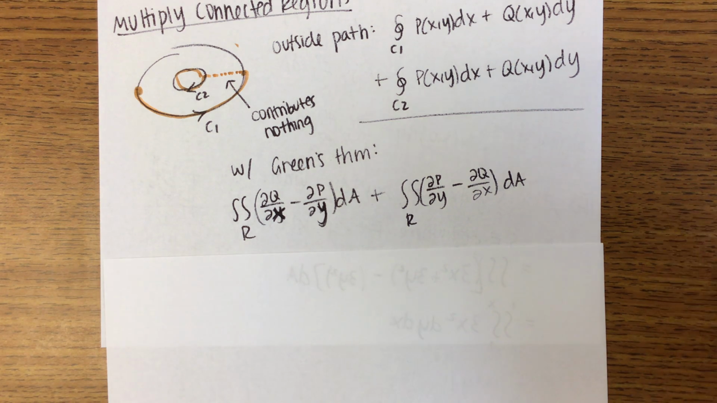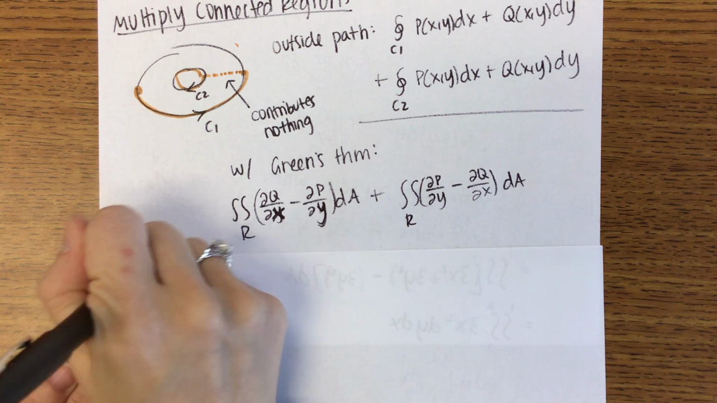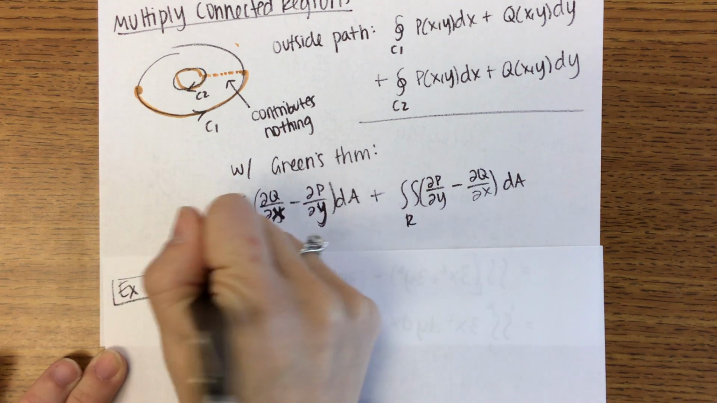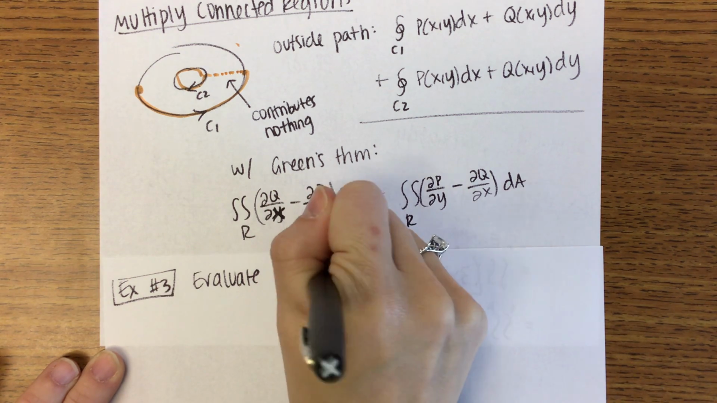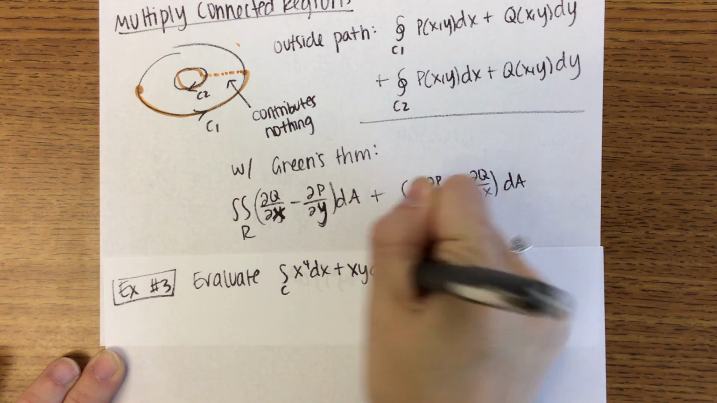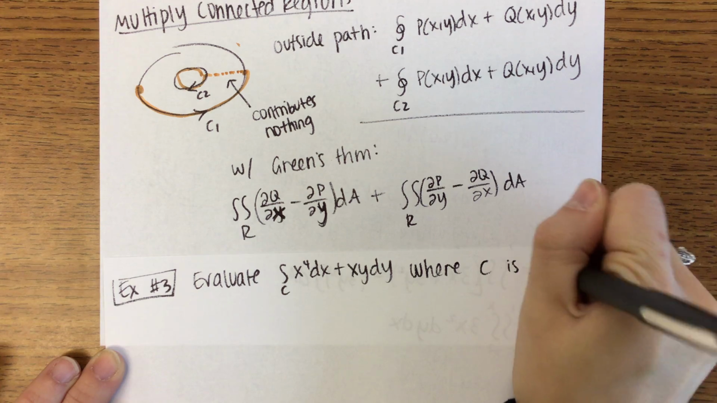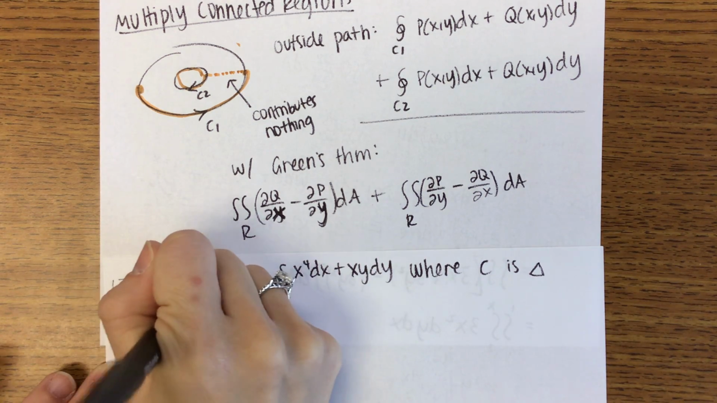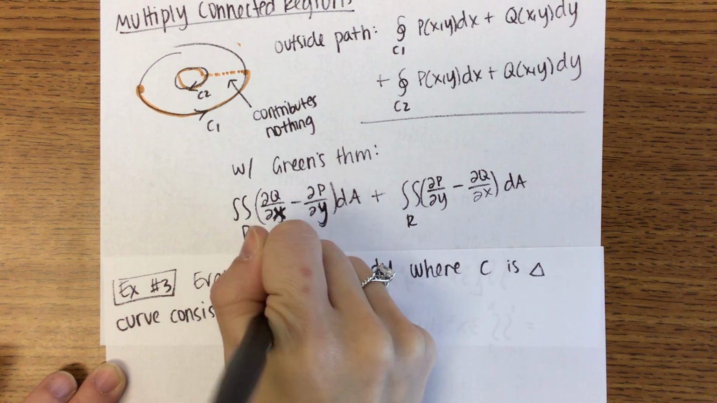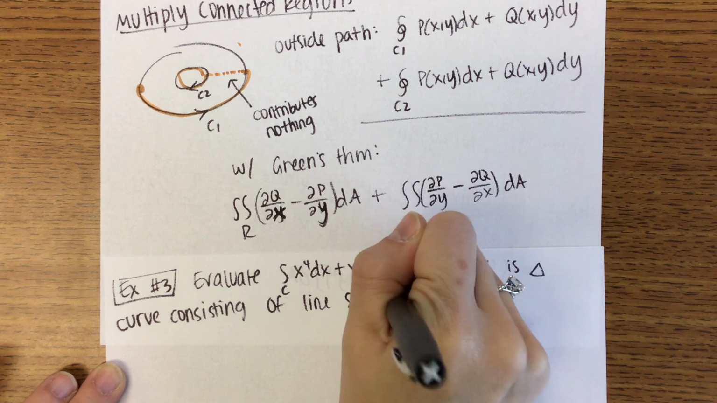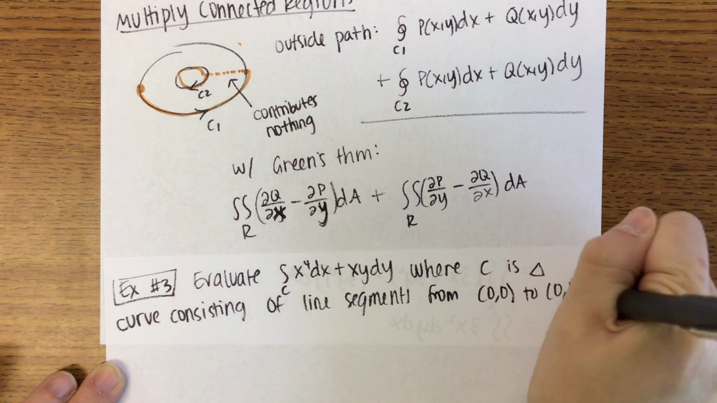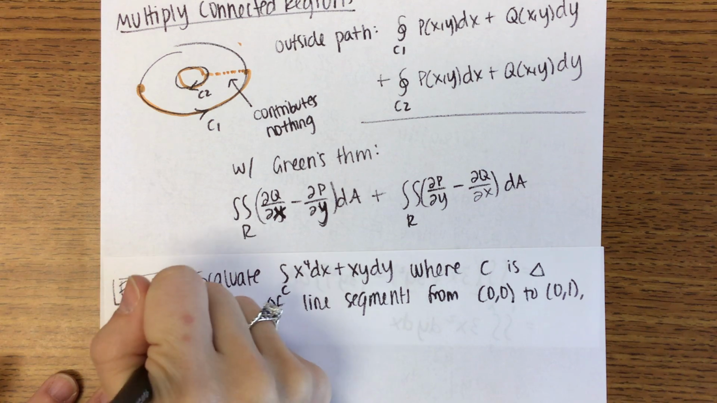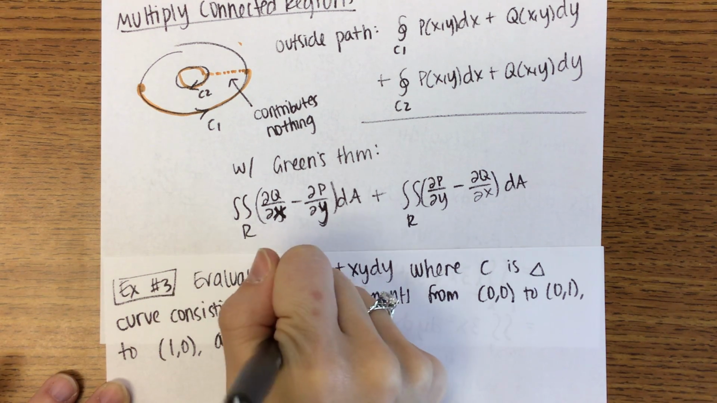Okay, last thing I want to talk about is what happens if you have a closed curve that has clockwise orientation. You can still use Green's theorem, it's just going to look a little bit different. So here's our last example. We are going to evaluate the line integral over the curve C of x to the fourth dx plus xy dy, where C is the triangular curve consisting of the line segments from the point 0, 0 to the point 0, 1, then going to 1, 0, and back to 0, 0.